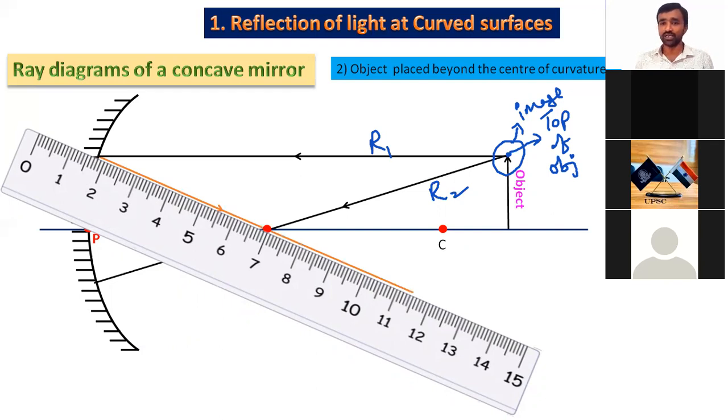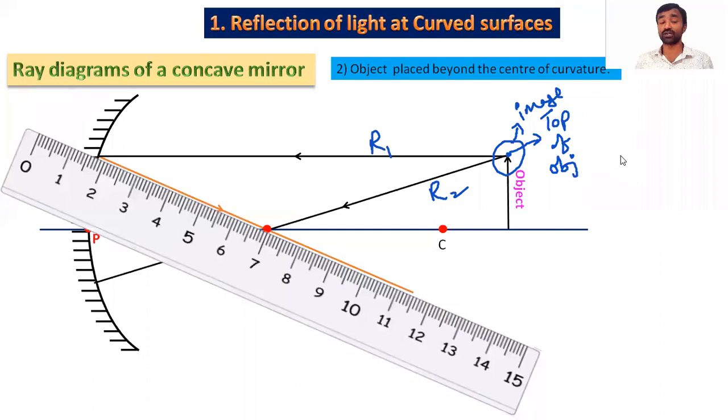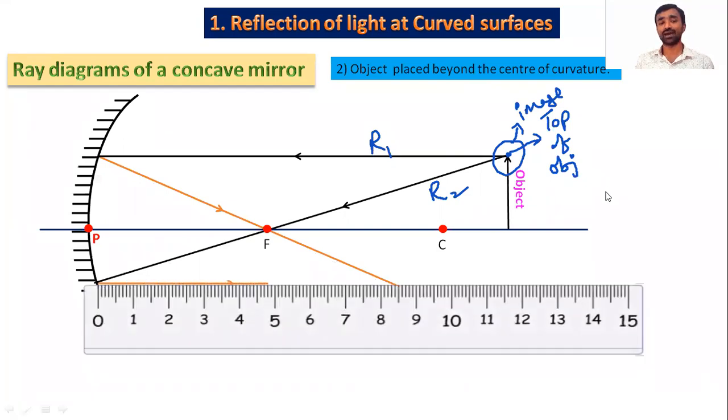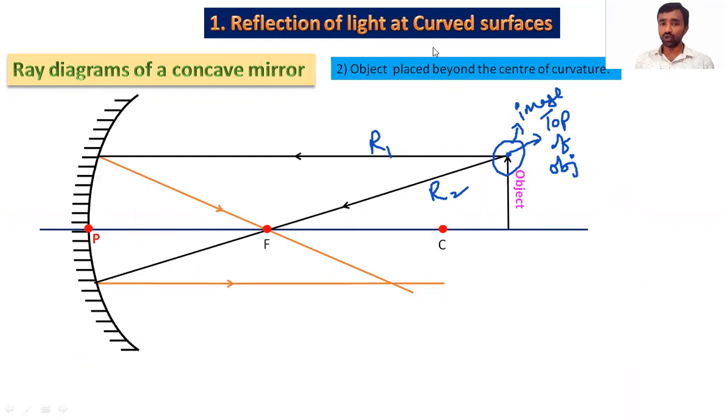No confusion. Okay. So R1 behavior is completed after reflection. Then R2 behavior. Can anyone? R2 behavior. Rule 2. Becomes parallel to the principal axis. Very good. It becomes parallel to the principal axis. So parallel line I am drawing from the same point of incidence. So do you got any converging point of reflected light rays? That means they can meet at a common point after reflection. Say the answer.